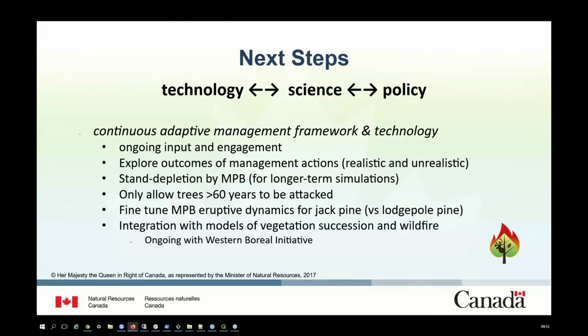The next steps, essentially, Alex, I'll let you talk to this one. Sure. Yeah. So as Eliot mentioned, he mentioned that adaptive management framework.